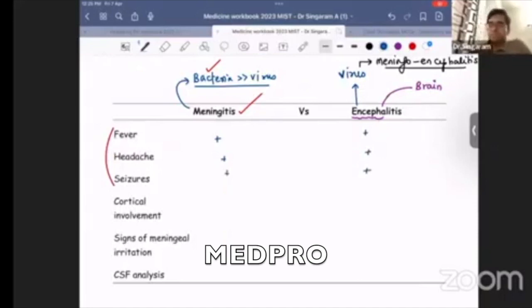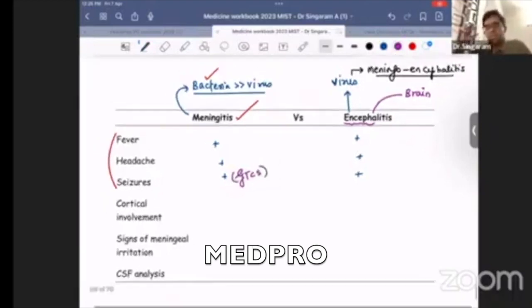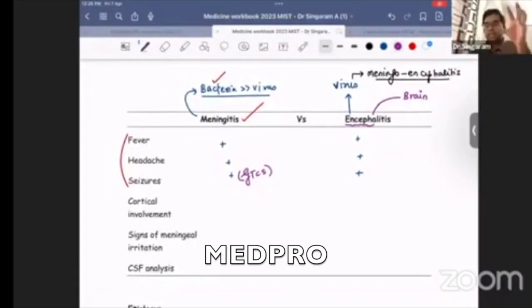But the only thing I want you to remember is in meningitis, you tend to get GTCS. What is GTCS? Generalized tonic-clonic seizure, because every part of the brain tends to get inflamed there. Meningitis is everywhere surrounding the brain, so it causes more of a generalized seizure. I think all of you can understand this. Whereas in encephalitis, usually one part of the brain is affected, such as the temporal, parietal, or frontal lobe. So what type of seizure do you get in encephalitis? You get a focal seizure because only one part of the brain is affected. That is one difference I want you to remember.